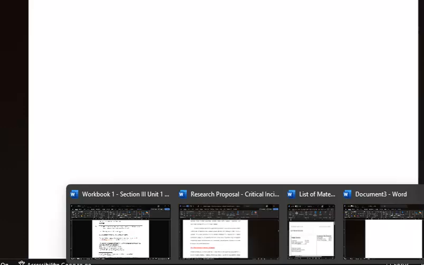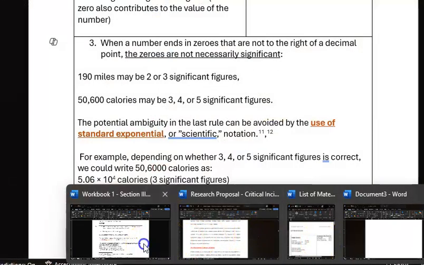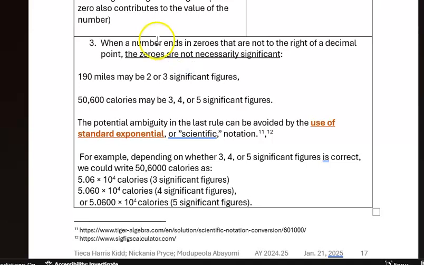I think we're going to a new document. I'm not sure what I clicked. Sorry about that. I think I pressed Control N. Okay, let me go again. When a number ends in zeros, Control B, underline. I pressed the wrong thing a while ago. I think I pressed Control N, which is a new page.